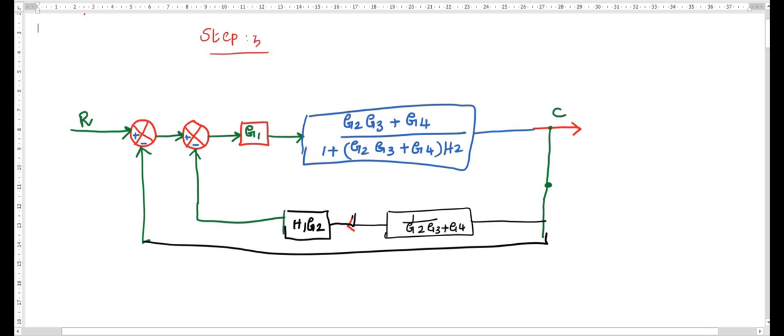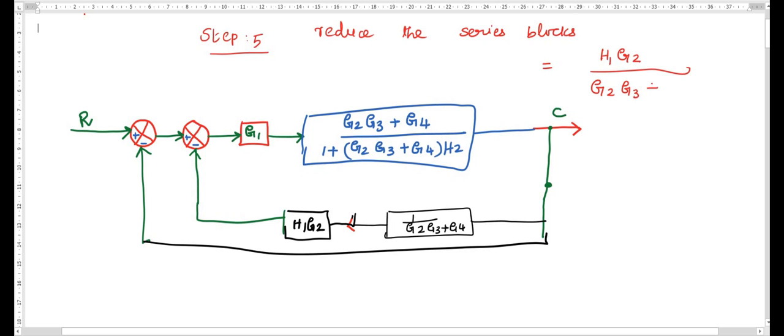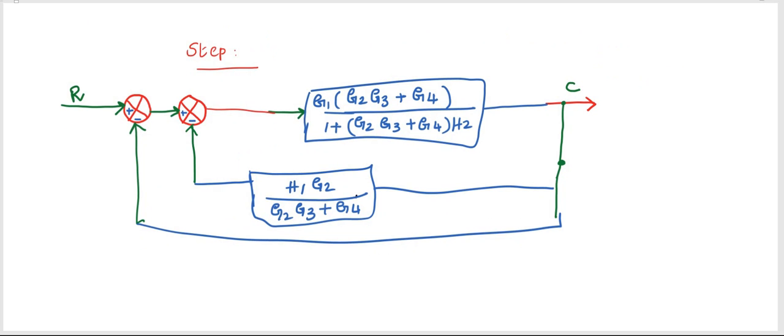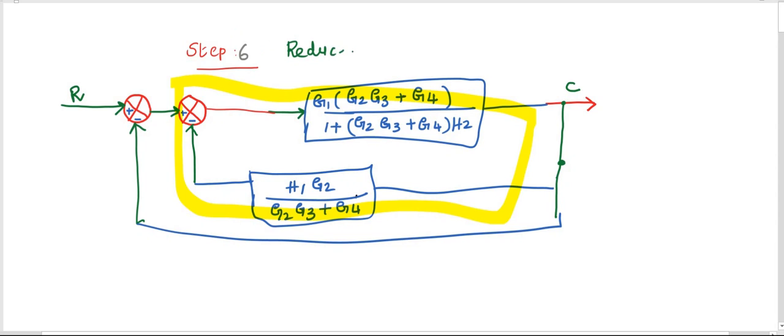Next, step number 5. Reduce the series blocks. H1, G2, and 1 by G2, G3 plus G4 are connected in series. Reduce the blocks connected in series. The resultant value is H1, G2 divided by G2, G3 plus G4. Next, step number 6. What is step number 6? Reduce negative feedback loop. So, this forms the negative feedback loop. So, reduce the negative feedback loop.